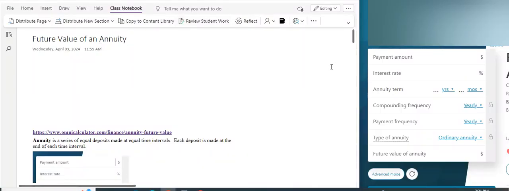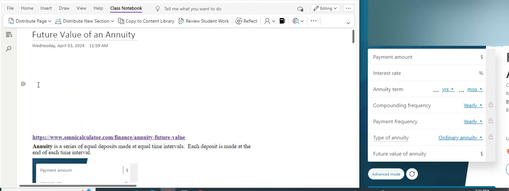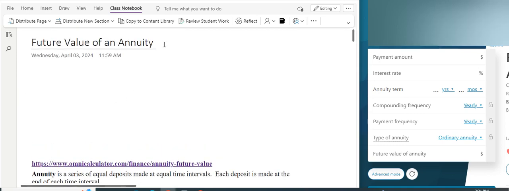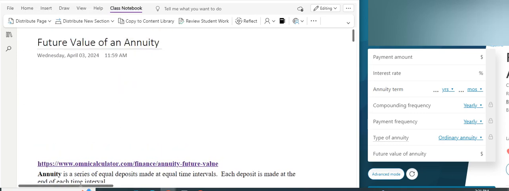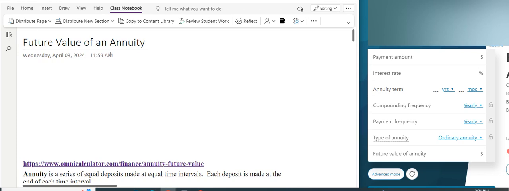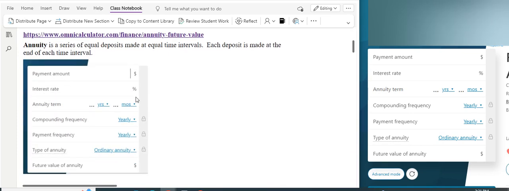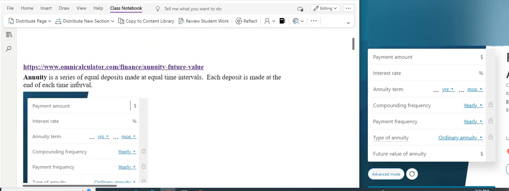A little bit of an unusual setup today since we're going to be making use of something called the OMNI calculator to help us in our calculations. And so we're looking at the idea of a future value of an annuity. So what is this? An annuity is a series of equal payments made at equal time intervals. Each deposit is made at the end of that. And so we're going to be using something called the OMNI calculator to help us.